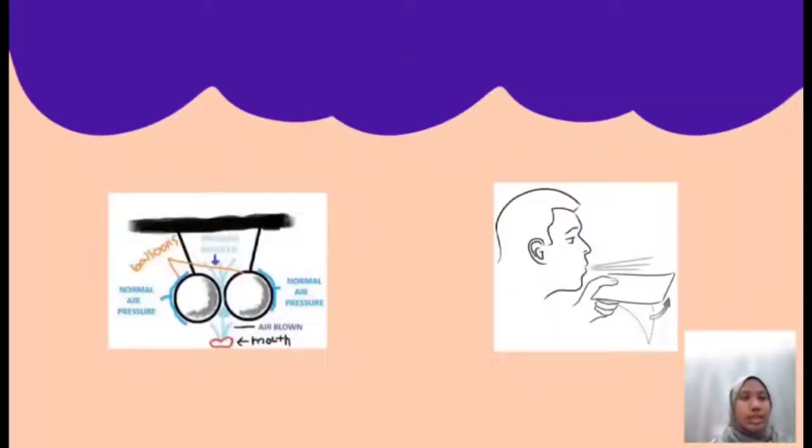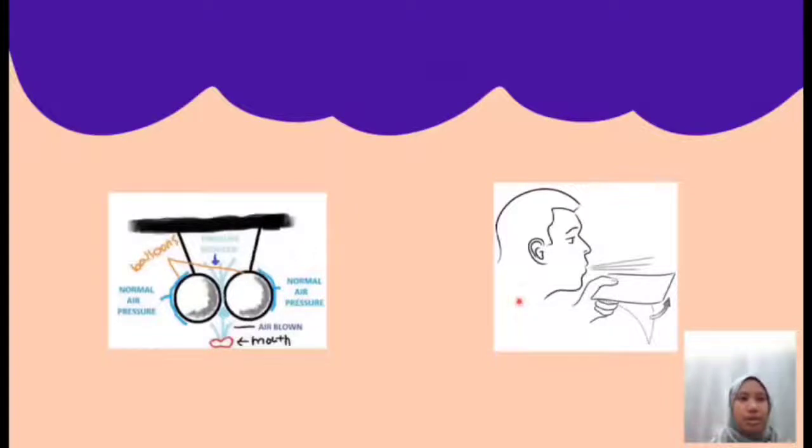This is a simple example of an experiment to understand Bernoulli's equation. The first one is when we blow between two balloons. They will collapse or attach to each other because when we blow, the velocity is high and the pressure is low in between the balloons. So the pressure on the other side of the balloons will push them together.